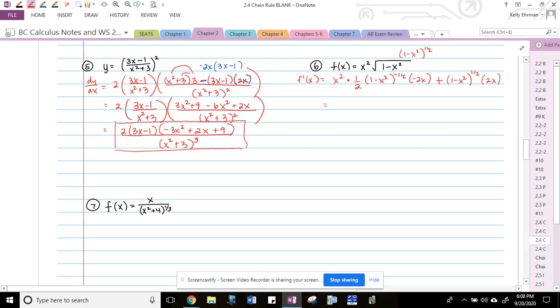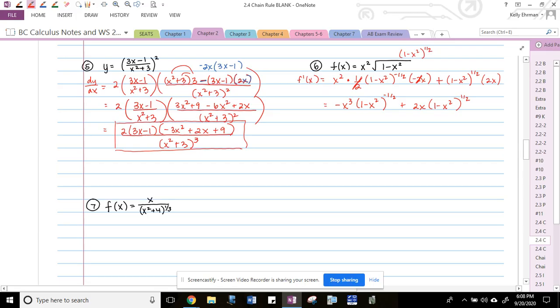And then let's clean up what we have first, and then we'll think about factoring. So in this first term, this big long term, you have a 1/2 and a negative 2. So those cancel, but don't drop the negative sign. This is negative x times x squared. So negative x cubed times 1 minus x squared to the negative 1/2 plus, let's just put this 2x out in front, 1 minus x squared to 1/2.